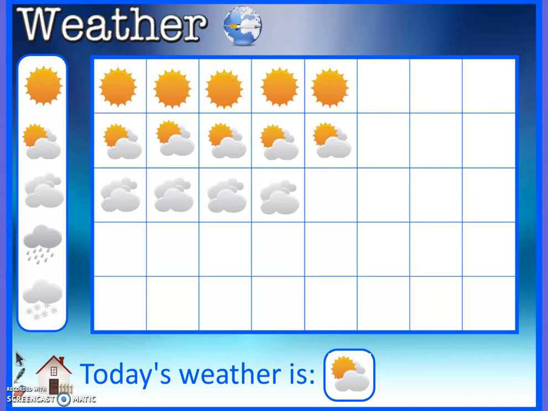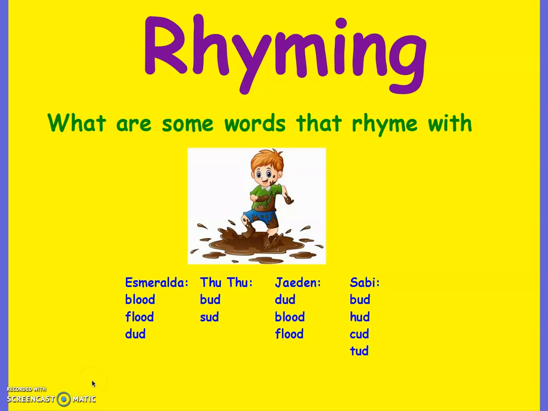Let's go ahead and do our rhyming. So I wanted you to think of words that rhymed with mud. So Esmeralda said, mud, blood, flood, dud. Good job, Esmeralda. Thuthu said, mud, bud, sud. Good job, friend. Jaden said, mud, dud, blood, flood. Way to go, Jaden. And Sabi said, mud, bud, hud, cud, tud. Way to go, friends. That was a lot of rhyming words.